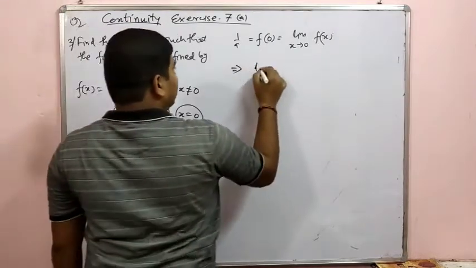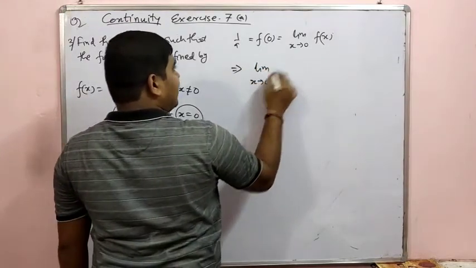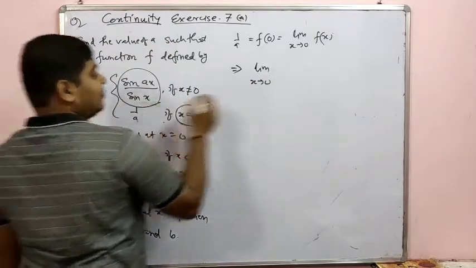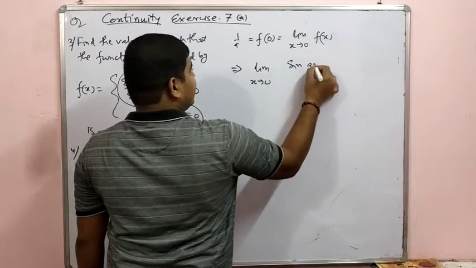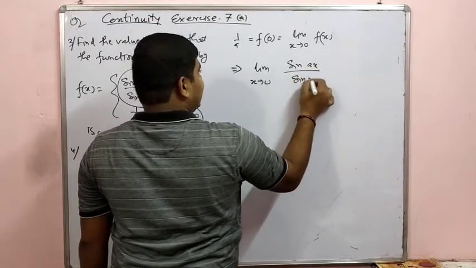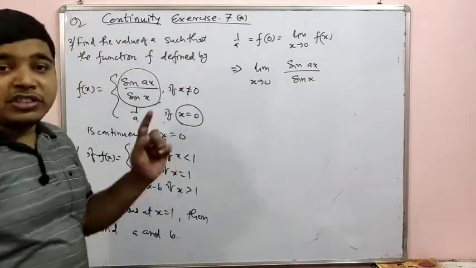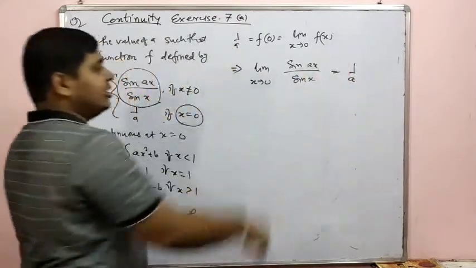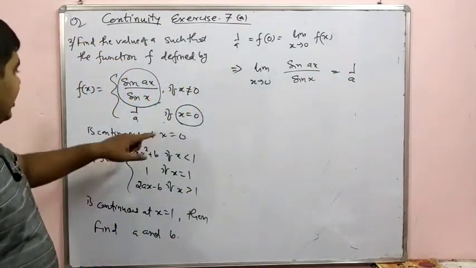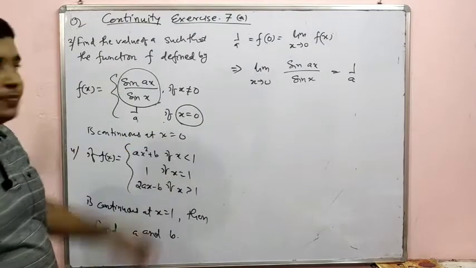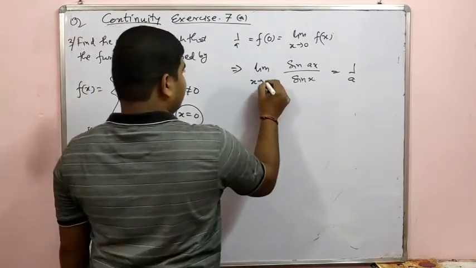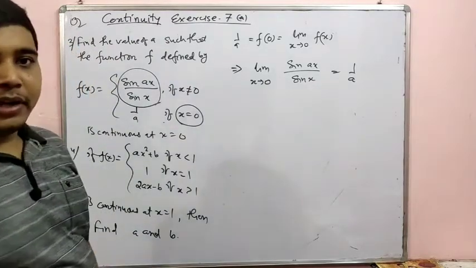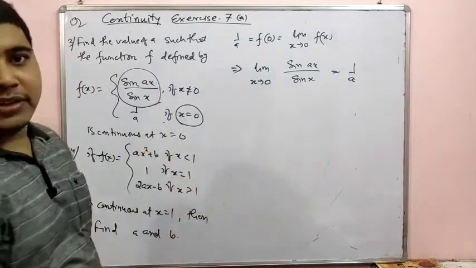So limit x tends to 0, f of x, where f of x, if x is not equal to 0, is sin ax by sin x, which is equal to 1 by a, as the function is continuous at x is equal to 0. Okay, so this is equal to limit x tends to 0 sin ax by sin x is equal to 1 by a. Now we have to solve this equation.